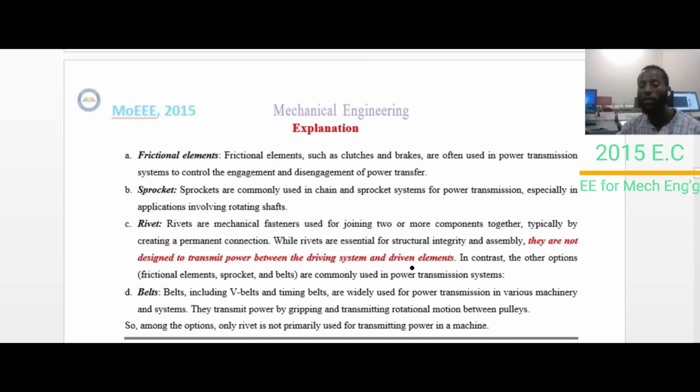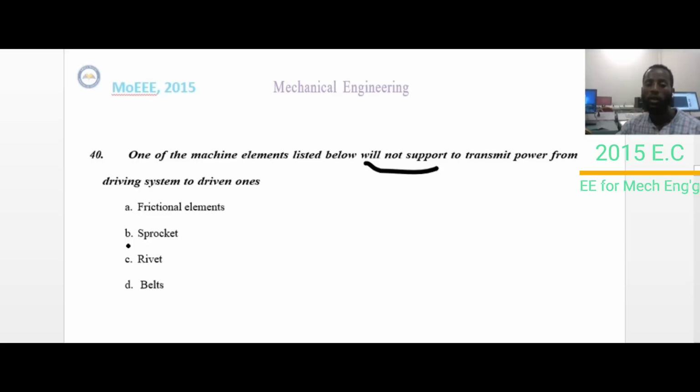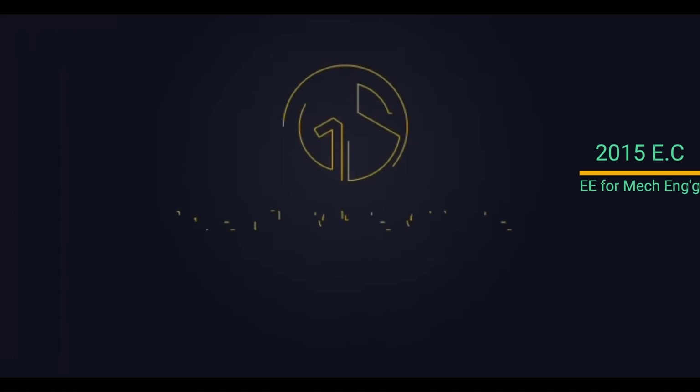When we say belts also, there may be different types of belts like V-belts and timing belts. They are widely used for power transmission in various machineries and systems. So from the given alternatives, the rivet does not support transmitting power from the driving system to the driven one.